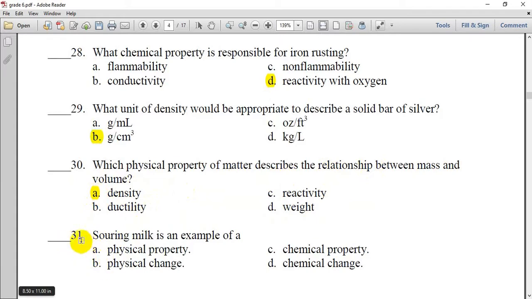Question 31, this will be the last question for today. Souring milk is an example of a... souring milk releases a smell or odor, and the milk changes completely, and the properties of milk change. So this is a sign for chemical change. So souring milk is a chemical change.